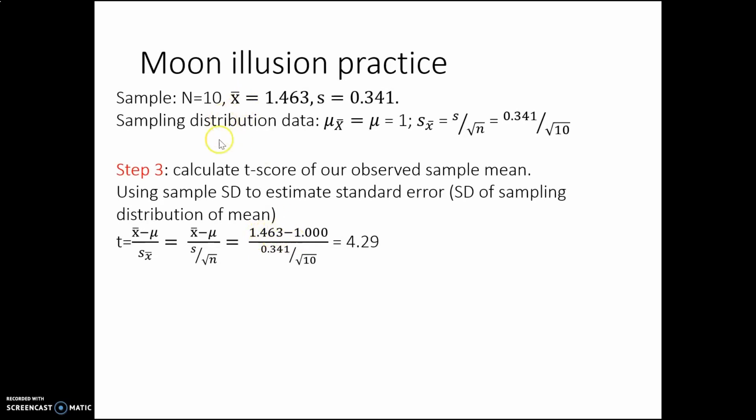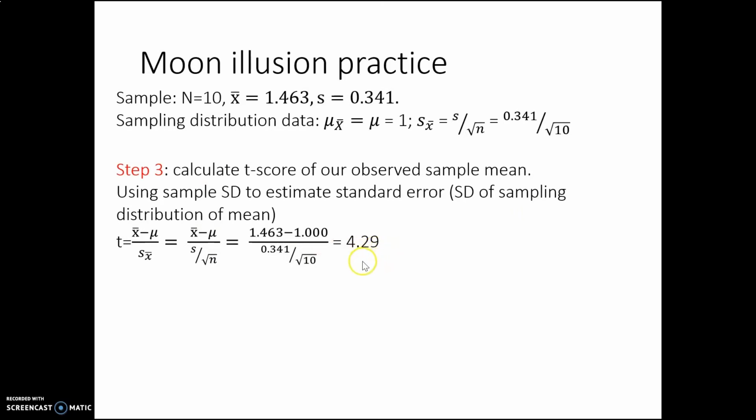1.463 is our sample's mean, and minus 1 is the mean for this sampling distribution, which also equals the population's mean, and divided by this standard error, that gives us the answer 4.29. So 4.29 is our obtained t-value given this sample. Okay, so right now we have our obtained t-value.